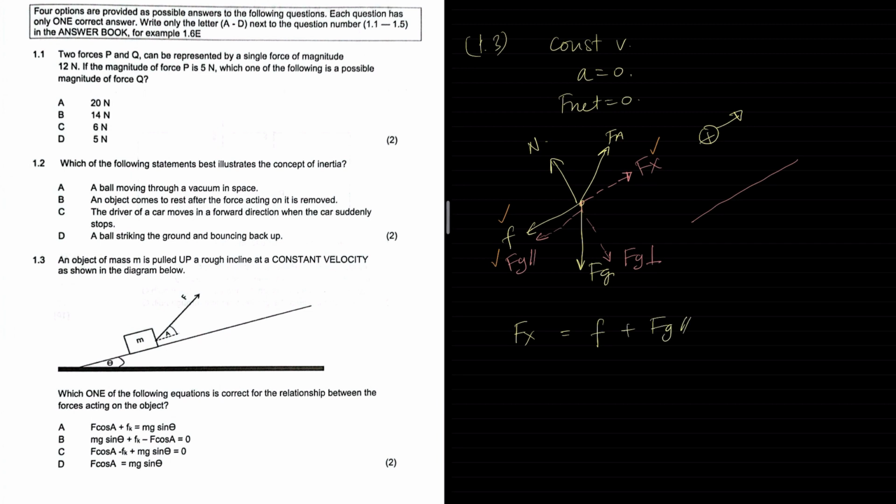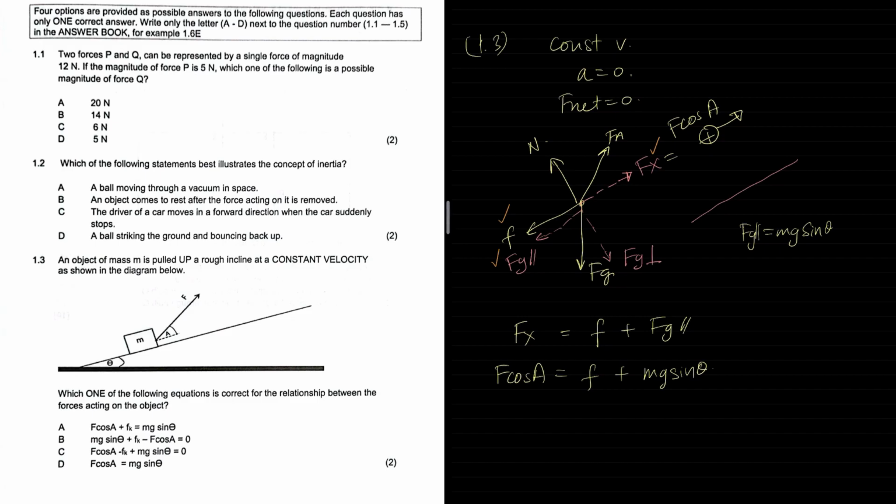Now all we need to do is look at our options and see which one matches. There's no Fx here, so let's expand this. Fx is going to equal F cos theta, but we don't have theta, we have A. So F cos A is equal to friction plus Fg parallel, which we know from the expansion is mg sine theta. So F cos A is equal to F plus mg sine theta.